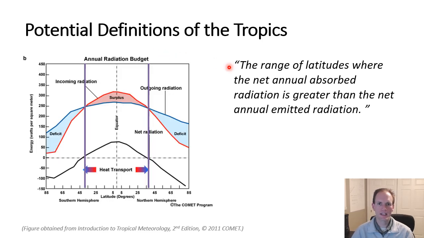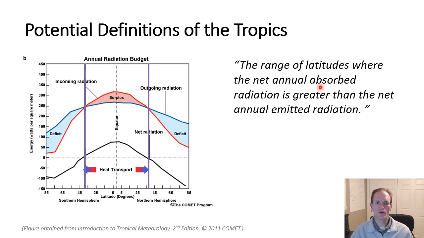So now we're going to take a look at a slightly more complex definition here. This one is the range of latitudes, so again, we're looking at a band of latitudes from south to north, where the net annual absorbed radiation, whether that be radiation from the sun, what we would call shortwave radiation because it comes in at short wavelengths given the very high temperature of the sun, or radiation that is absorbed and re-emitted toward the surface within the atmosphere, what we would call longwave radiation, because it occurs at long wavelengths given the relatively cold temperature, at least versus the sun, of the Earth and its atmosphere.